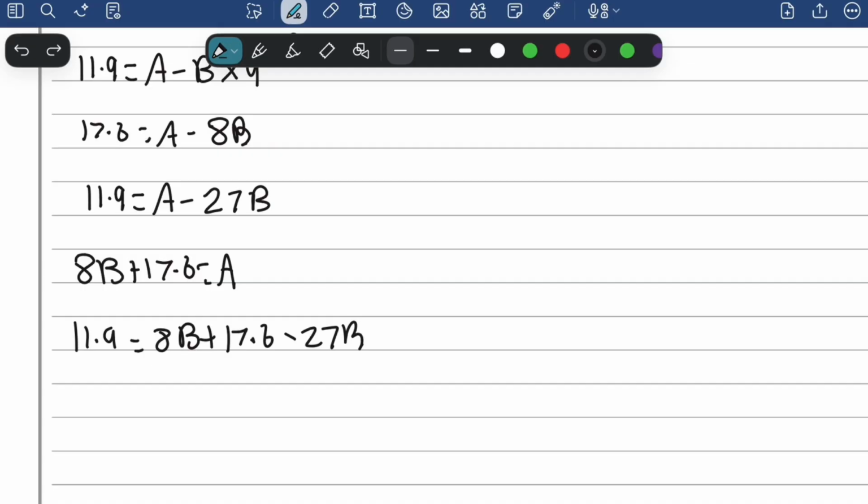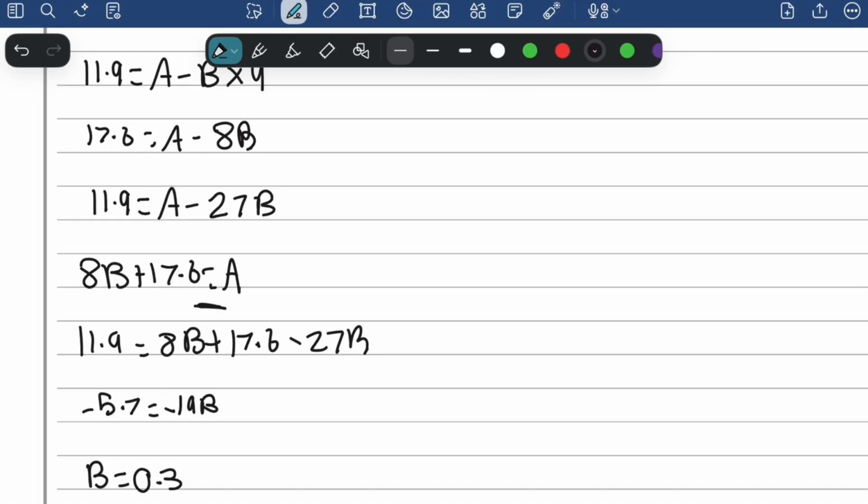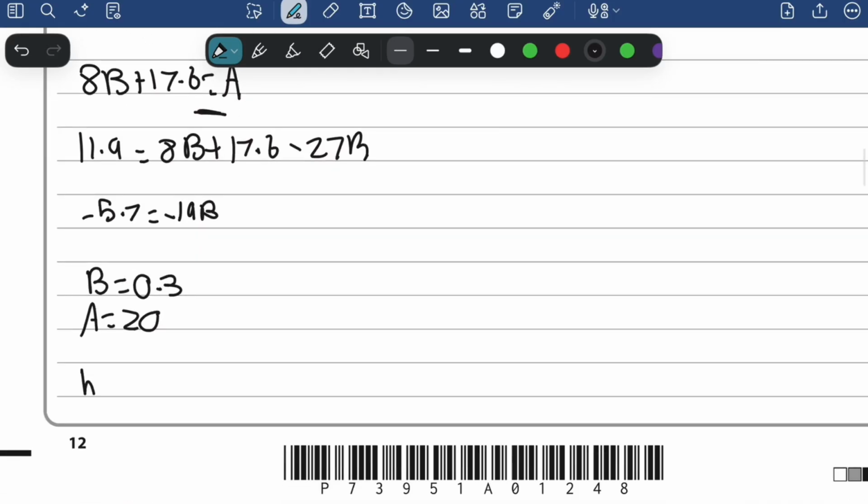Okay, so we get to this point here, then we're going to take away 17.6 from both sides. It gives us minus 5.7, and then 8 minus 27 is going to be minus 19, right? So minus 5.7 divided by minus 19, we're going to get that b is equal to 0.3. And now we can just go back to this equation of a here. We can say 8 times 0.3 adds 17.6, so a is going to equal 20. So that means we have a full equation where h equals 20 minus 0.3 t to the power of 1.5.